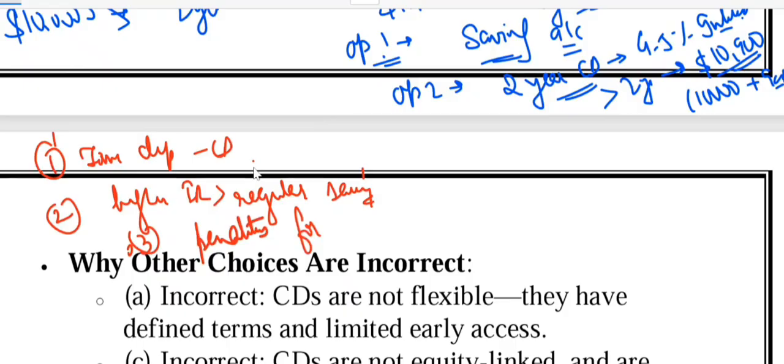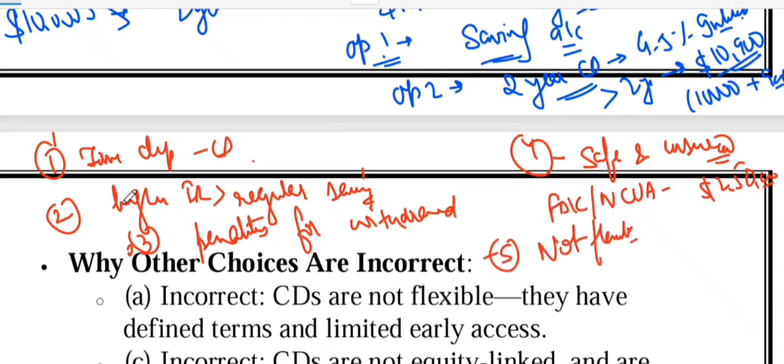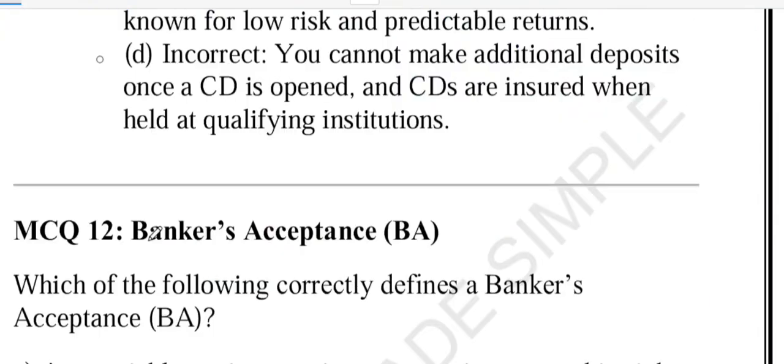Then I told you it is quite safe and insured, like FDIC, NCUA, up to 2.5 lakh dollars in US. And I told you they are not flexible. Not flexible means no extra deposit or easy access before maturity. So these are the 5 points which we need to keep in mind regarding CDs.